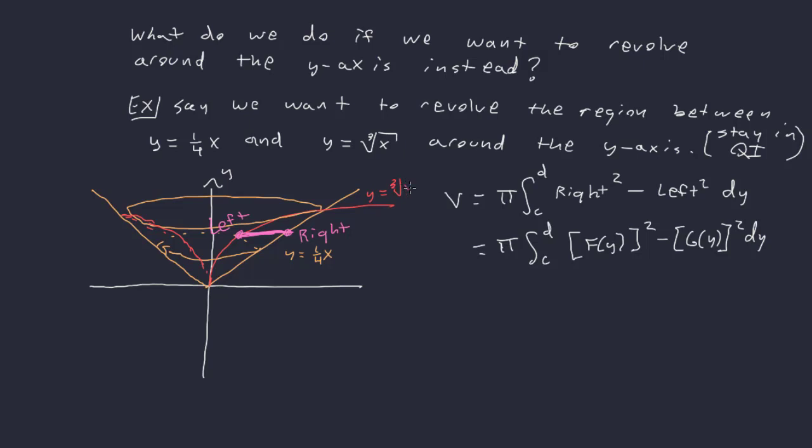Now, we need to get these in terms of y's. In other words, we need these as an x equals something in terms of y. Well, in this case, it's not that difficult because what we have is that x is equal to y cubed. And here, when we move the 4 over, we get x is equal to 4y. So here in red is our left. Here in orange is our right.